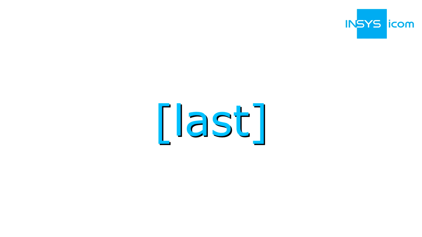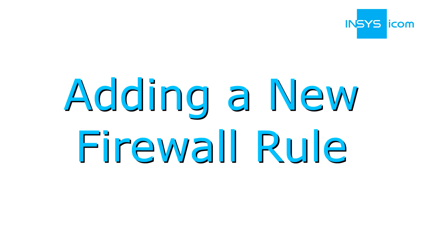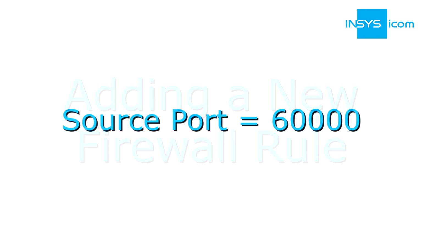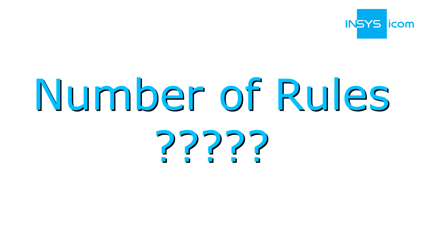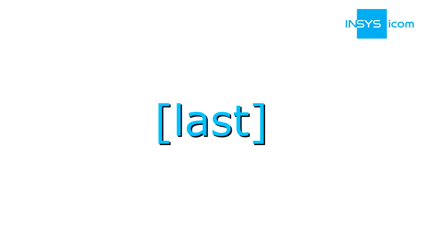A useful feature of our command line interface is the last option. Let's say you would like to add a new firewall rule and then change the source port of it to 60,000. What happens if you don't know how many firewall rules you have already got? This is what the last option was created for.